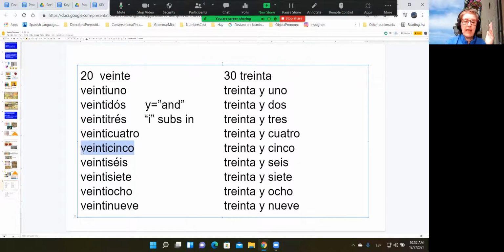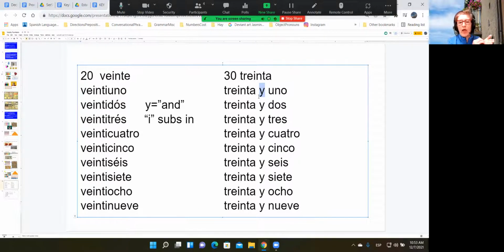So it becomes 25, right? The E drops off the end of 20 and it becomes 25, 20 and 5. Here's the word and right there. 26, 27. Yeah, that's the way it works. Once you go above 20, these numbers start to separate out into separate words. So the physical word and comes back, and if it were spelled, it would be spelled that way, okay?